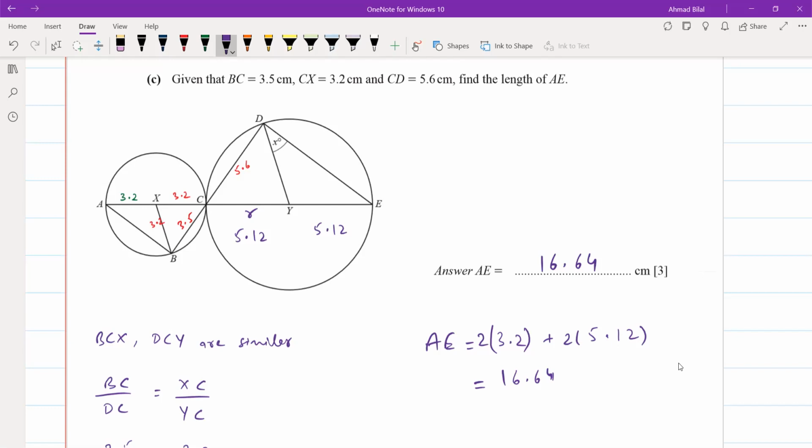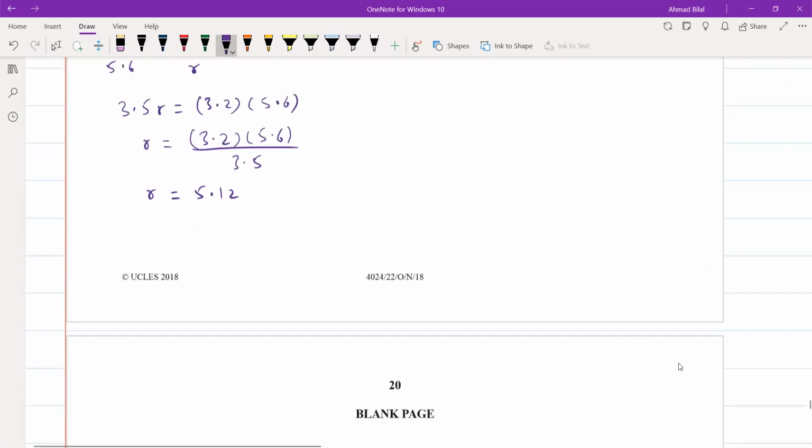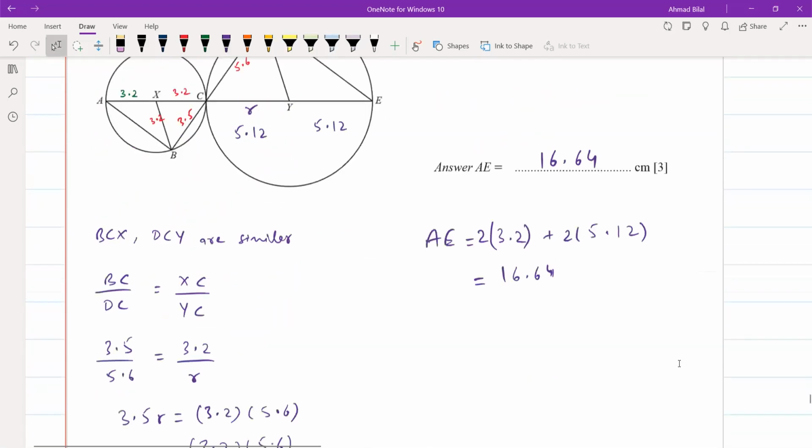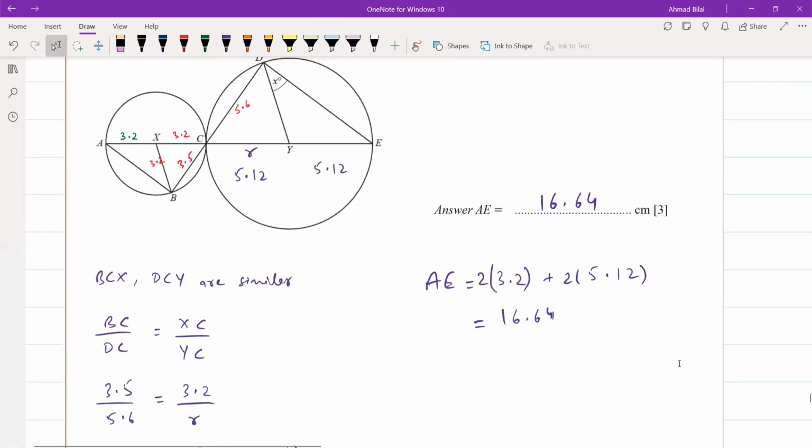Okay. Is this clear? Any issues? Any problems? Because that was the last question here, and we're done with this paper. Let me know if there are any further questions on this.